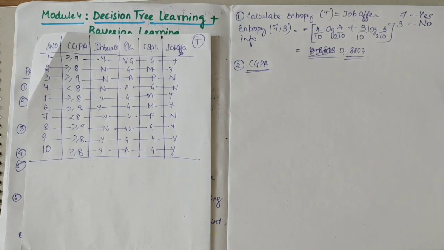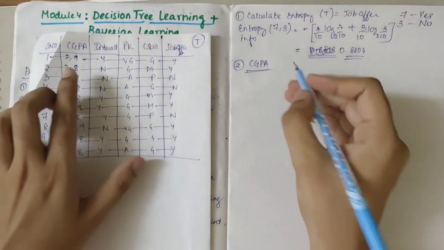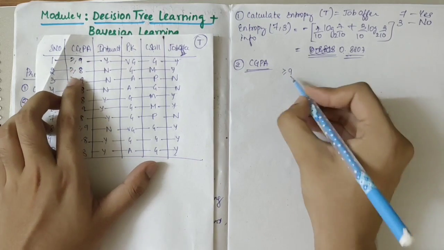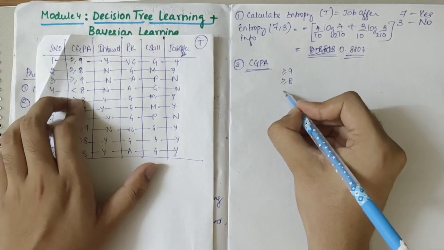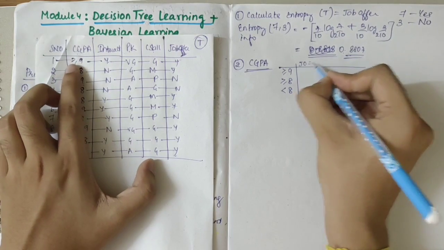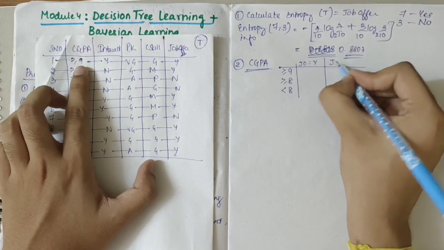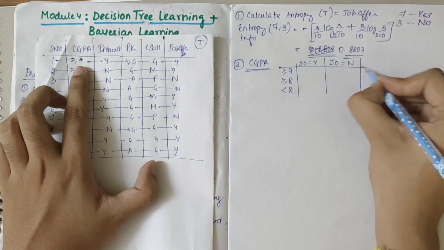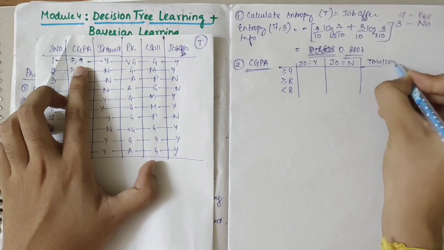So for CGPA, there are three variations, right? One is greater than or equal to 9, another one is greater than or equal to 8, and the other one is less than 8. So I'll write, for this condition, how many have job offer yes, how many have job offer no, and then what is the total count?